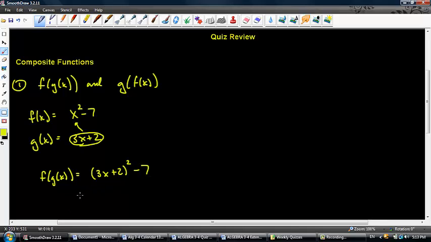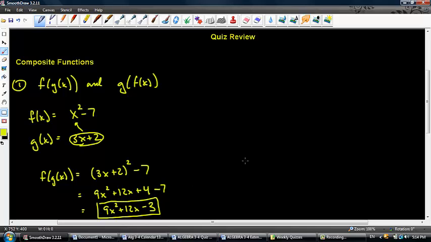Now I actually need to simplify this, so that is going to be 9x squared plus 12x plus 4 minus 7, and so the final answer is going to be 9x squared plus 12x minus 3. You don't have to refactor this, just leave it as is.